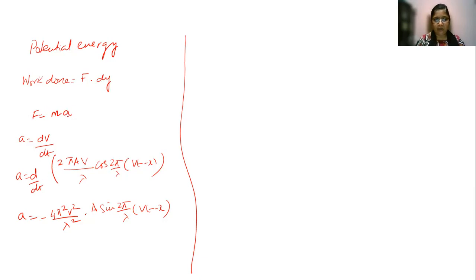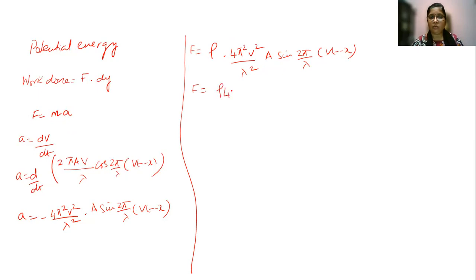So I will substitute the magnitude of acceleration here and also substitute for m. So force is equal to, m is rho, and what is this a? a is 4 pi square v square by lambda square a sine 2 pi by lambda (vt minus x). But a sine 2 pi by lambda (vt minus x) is what? y. So I can write F is equal to rho 4 pi square v square by lambda square into this entire thing, y.